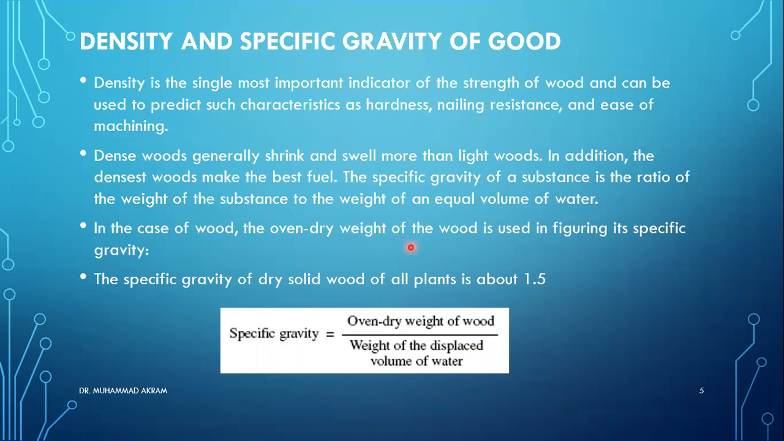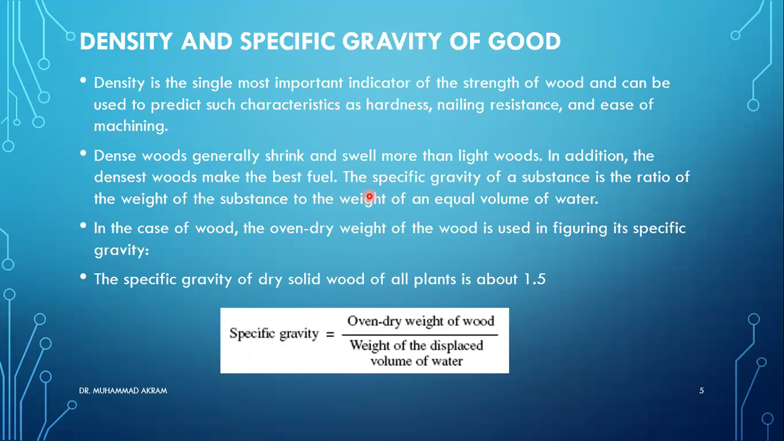Dense woods generally shrink and swell more than the light woods. In addition, the denser woods make the best fuel. The specific gravity of a substance is the ratio of the weight of the substance to the weight of an equal volume of water. In the case of wood, the oven dry weight of the wood is used in figuring its specific gravity.